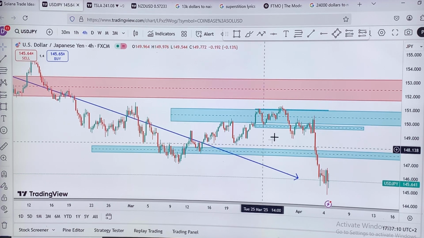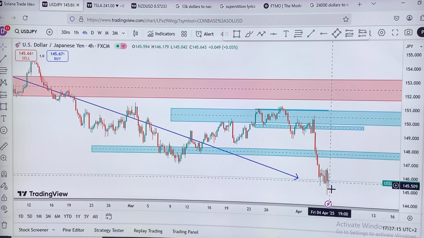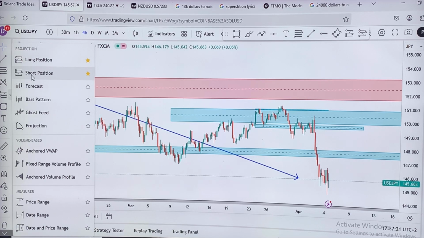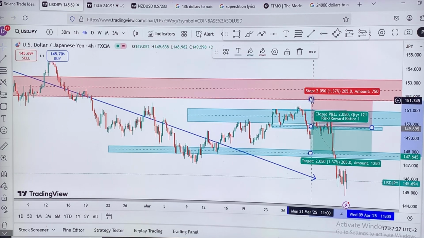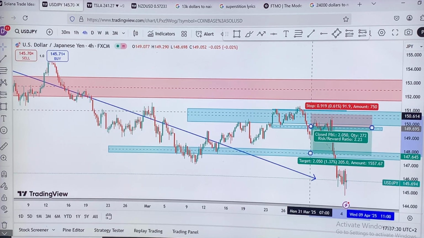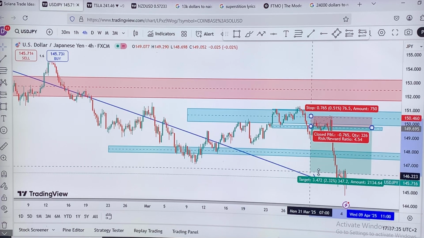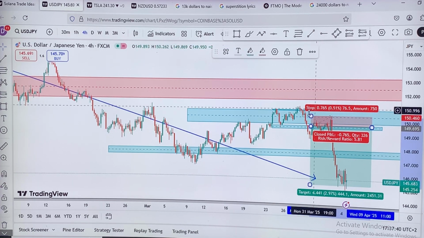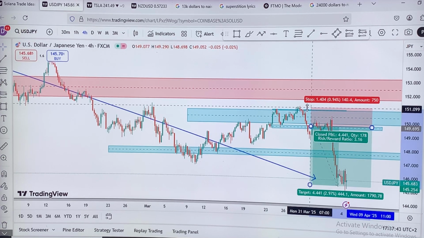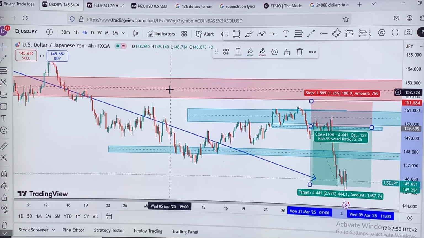My SLs will be placed. Then I would have been in this selling. I would have been selling all the way down. Hopefully by now, I should have been out of this trade. Selling from here. Should have been out of this trade. So that's my time here.